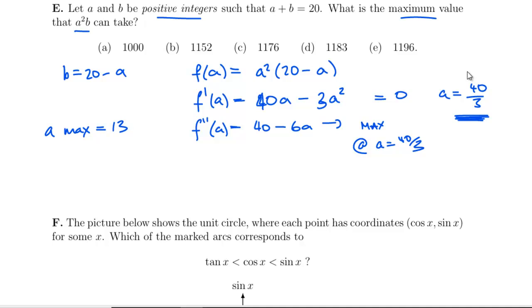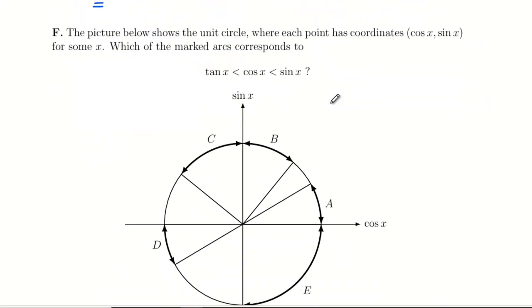Maximum value of a squared b then is going to be 13 squared, and then b is 20 minus 13, so 13 squared times 7, 169 times 7. So 700 plus 490 minus 7, which is 1190 minus 7, so 1183, which is D. At least it came out as one of those numbers, which is always good.